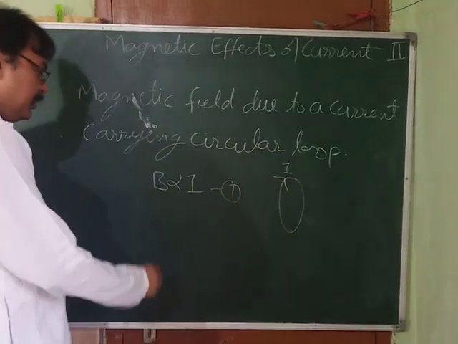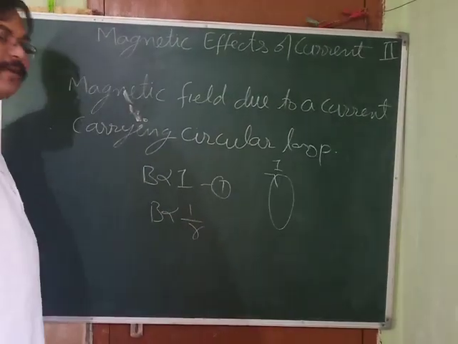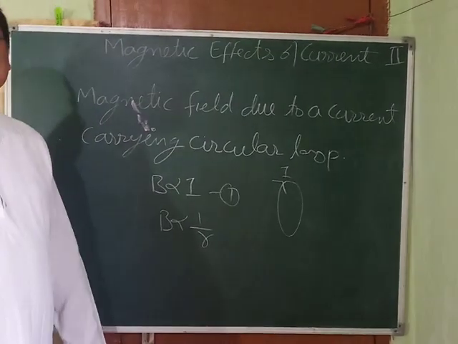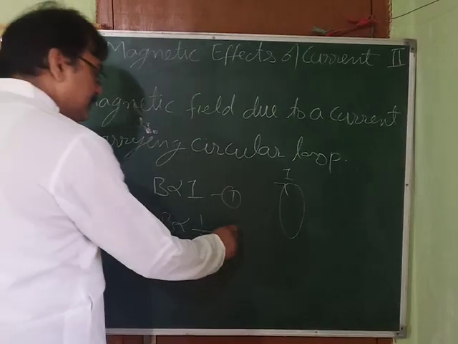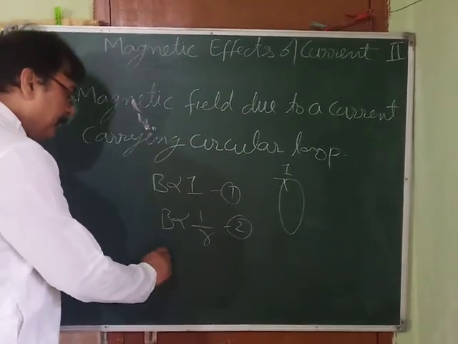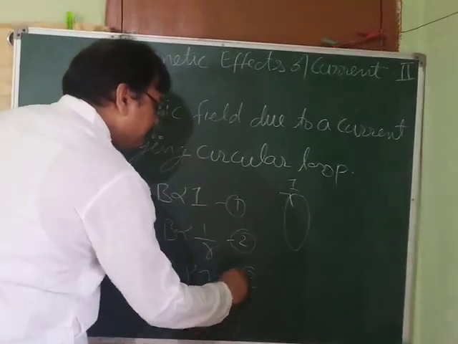Second thing, B is inversely proportional to R. If the radius is more, then magnetic field is less. This is the second thing. And third thing, what you find? B is proportional to N. Now, what is this N?